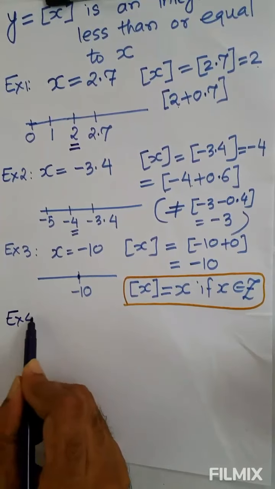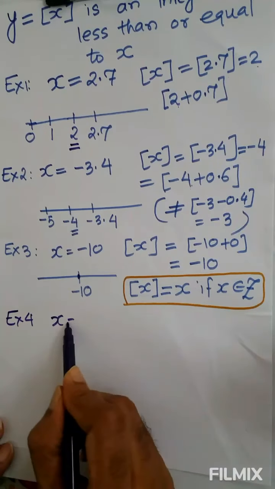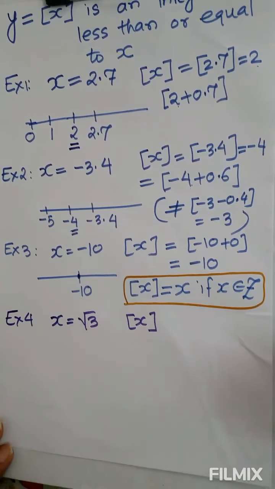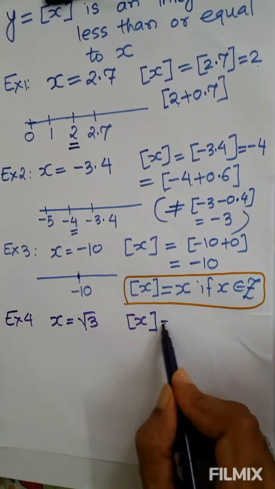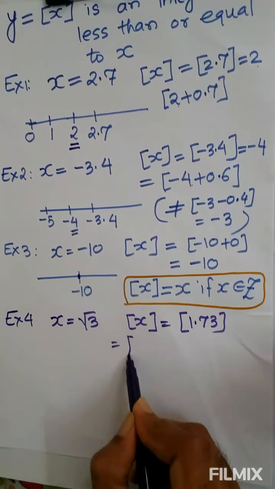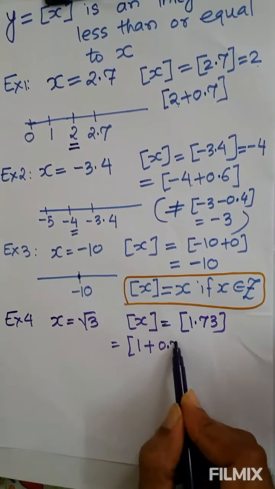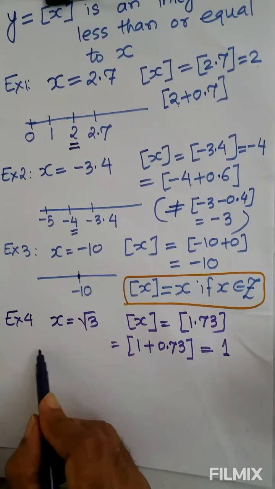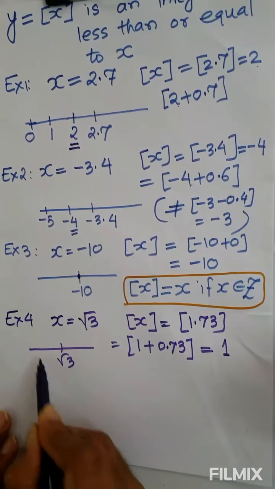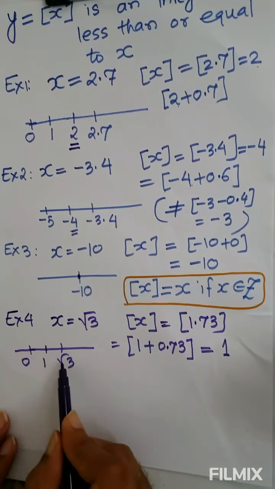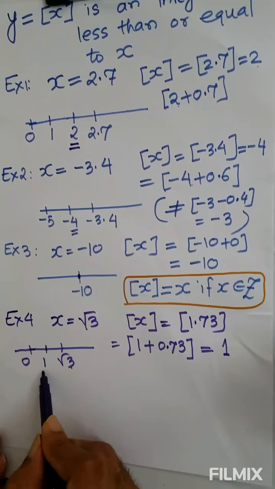Now if I ask you, what if x is equal to, let's say, root 3, what is the greatest integral value of root 3? Yes, we can write root 3 as approximately 1.73, where 0.73 is the fractional value of this. So the answer is 1. We can also check on the number line. This is root 3, this is 1, 0. The greatest integer on the left side of this real number will be chosen as 1.